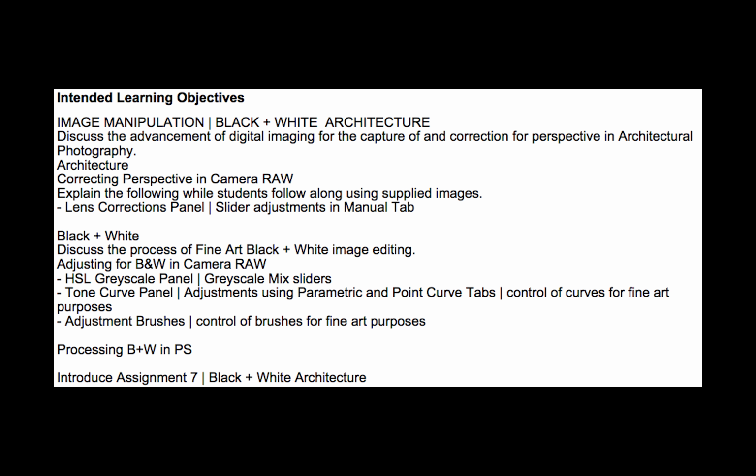So like I said, we will be going over image manipulation, which includes black and white architecture, correcting perspective in Camera Raw. We'll be going over the lens correction panel and how to use that. We'll also be touching on converting to black and white with grayscale in Camera Raw, doing the different adjustments you may need there, as well as fine art brushes or adjustment brushes.